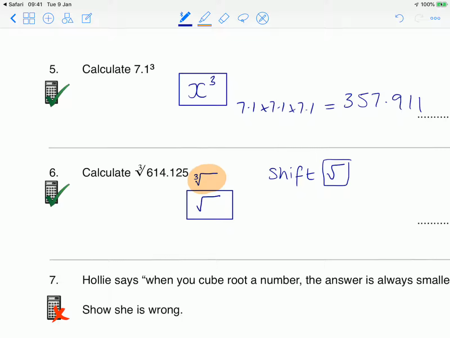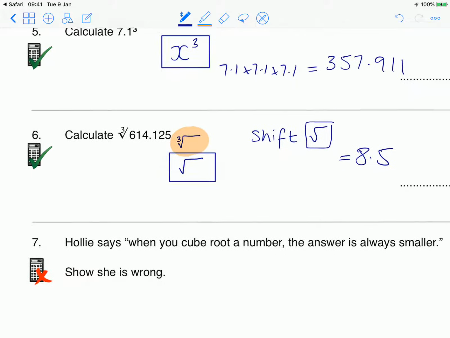So then if we want the cubed root of 614.25, shift, square root, type in your number, and we can see that it's 8.5. 8.50057, but 8.5 will do.